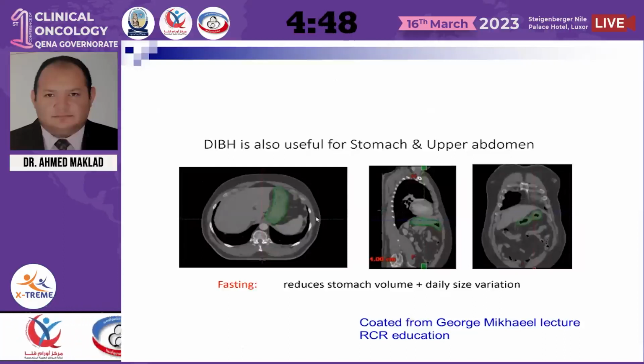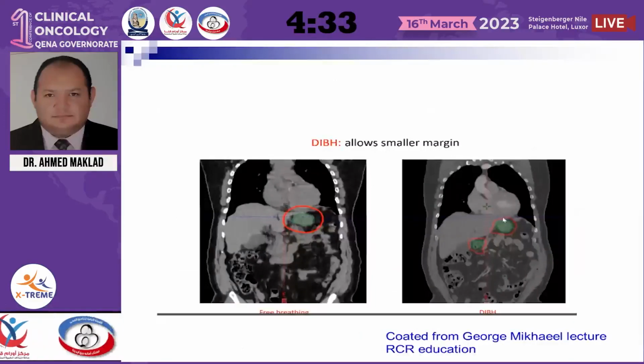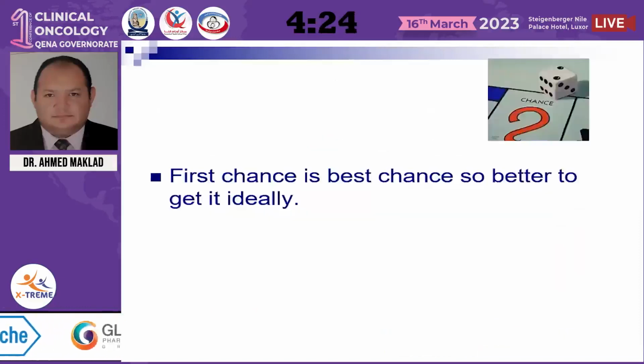It will help to decrease the margin needed for upper gastric tumors. And also for daily variation, you can use a fasting stomach to decrease the daily size variation. And also you can displace the heart with breath hold and decrease the margin needed, because with breath hold, less margin will be affected for the patient.